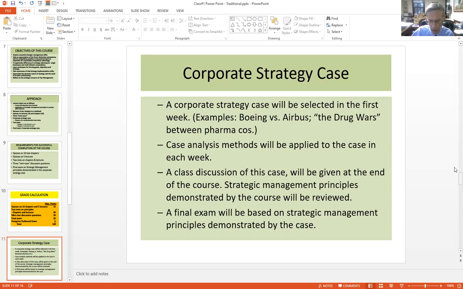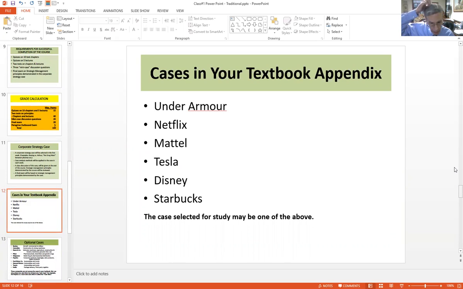So at the end of the course, we'll have a couple of days where we can really delve into that case. And during that week, you should be preparing for a final exam on that case. Your textbook has a few cases at the back of it. These are six that I thought were particularly appropriate for a case review at the end of the course.